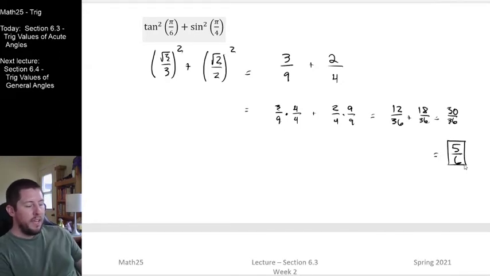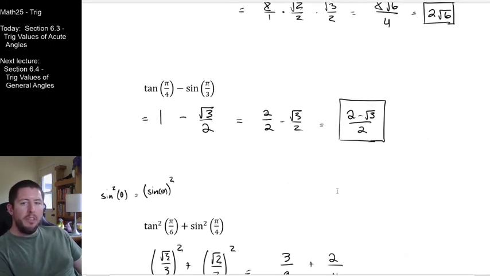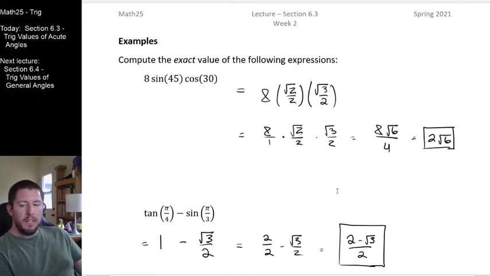And man, I think it's just kind of funny, this seems like a pretty gross trig expression up here. It came out to be just a really clean fraction like that. So, start to expect that some of these things are going to end up looking a little bit nicer than you expect.